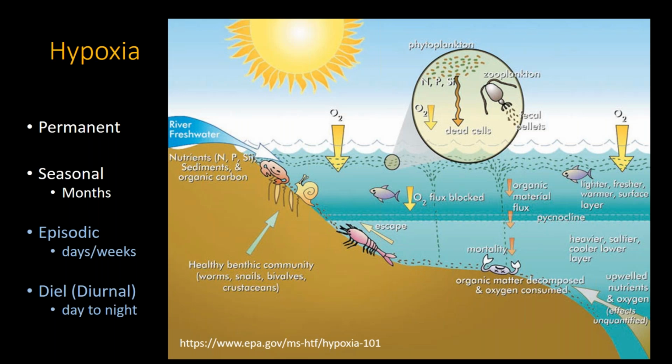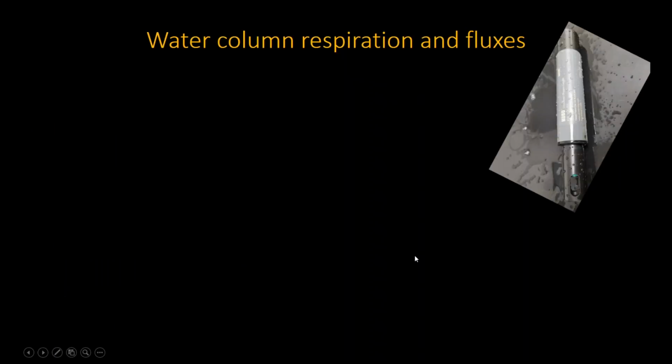This is the kind of hypoxia that we're starting to see more frequently in places like the Indian Lagoon, these shallower, well-mixed systems where we don't necessarily have as much stratification. And also, as we destabilize DO concentrations, we see diel or diurnal, day to night hypoxia. So we see very high concentrations of dissolved oxygen during the day, and it can get very low overnight and even go hypoxic or anoxic.